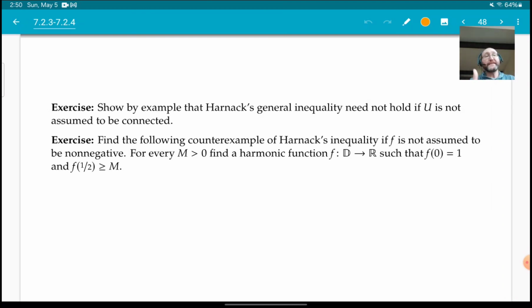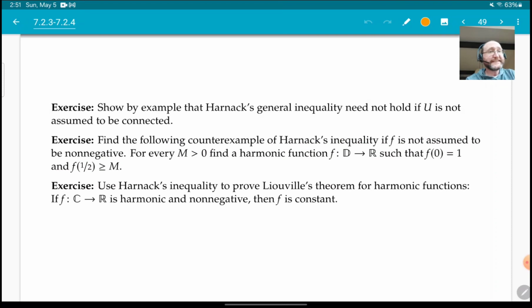If f is not assumed to be non-negative, then you don't get these inequalities. So do the following. Find a harmonic function, not necessarily non-negative, such that for every m, you find a harmonic function such that f is 1 at 0, but it's bigger than m at 1/2, right? So it's going to be harmonic in the same disk, but at one little r, which would be half, I have absolutely no control of f at 1/2 in terms of the value at 0, which is going to be 1, right? And again, this is not a hard one to figure out.